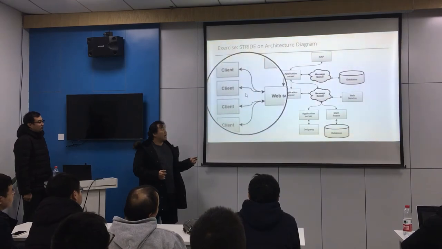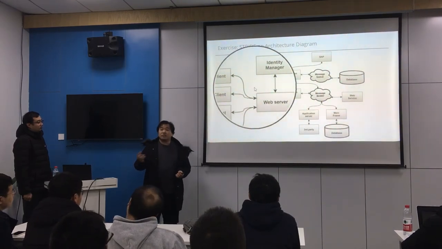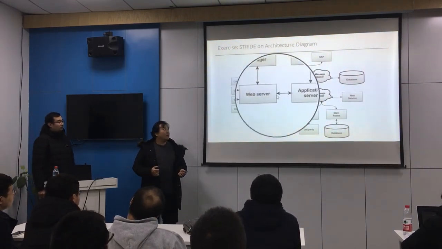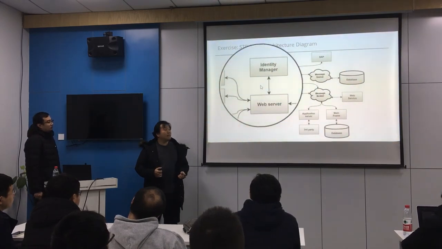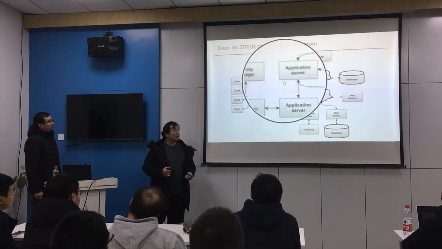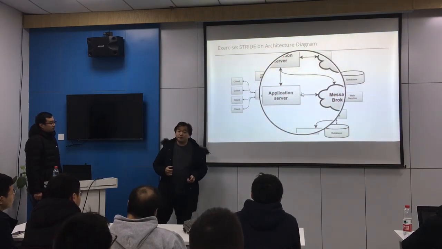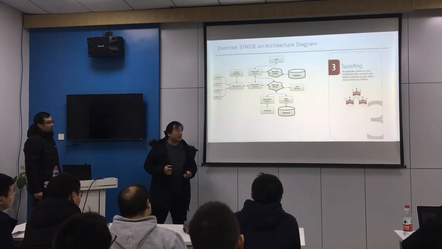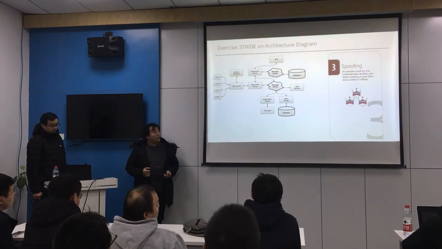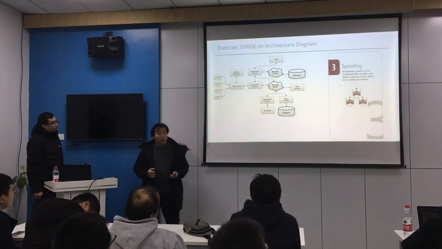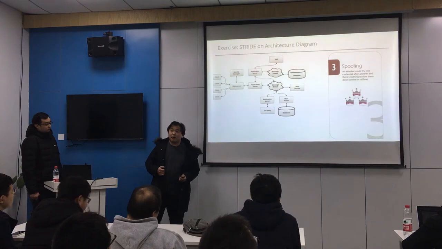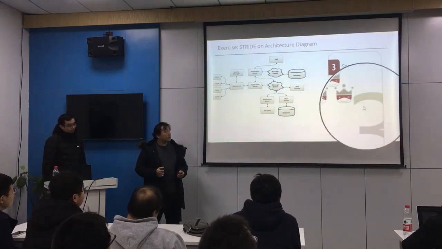Usually you have different clients trying to access your site and then you have a web server. The web server talks to an identity manager and eventually it's going to pass requests to the application server. And you have different message queues everywhere. You start with an architecture diagram, and then you move on to play the card. Let's say you play a card here, the three of spoofing.